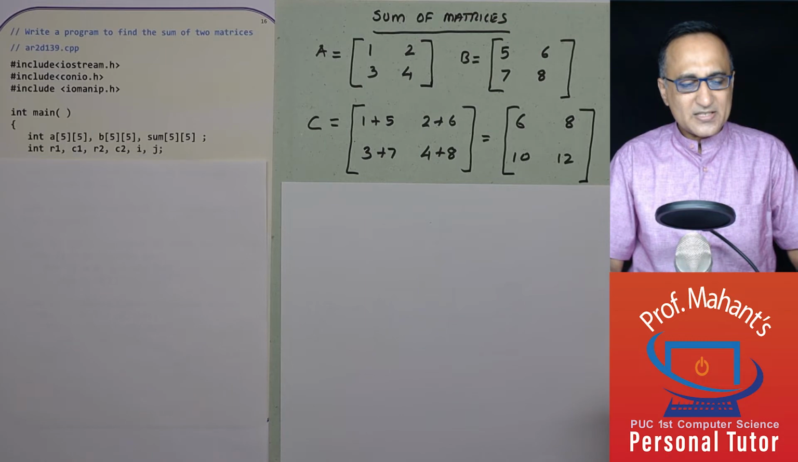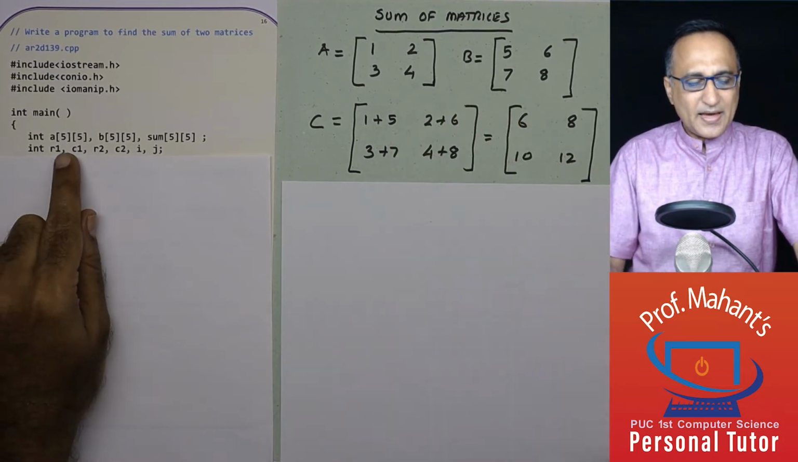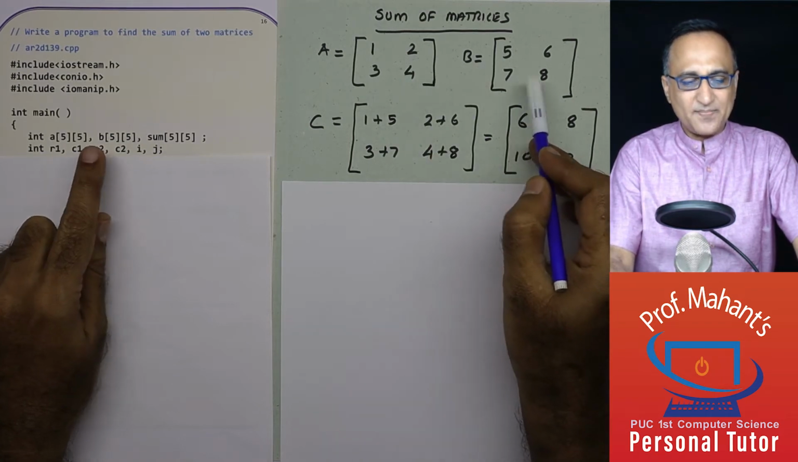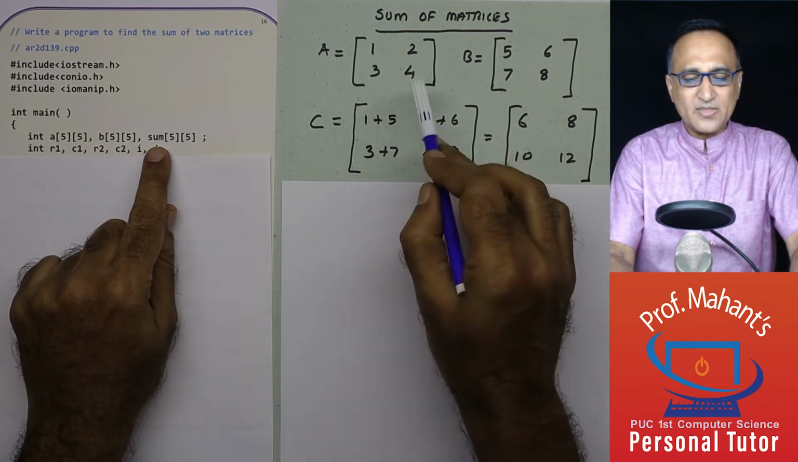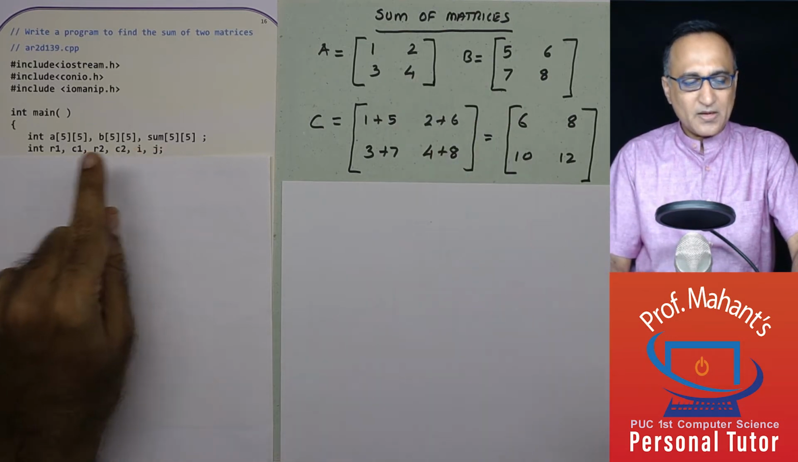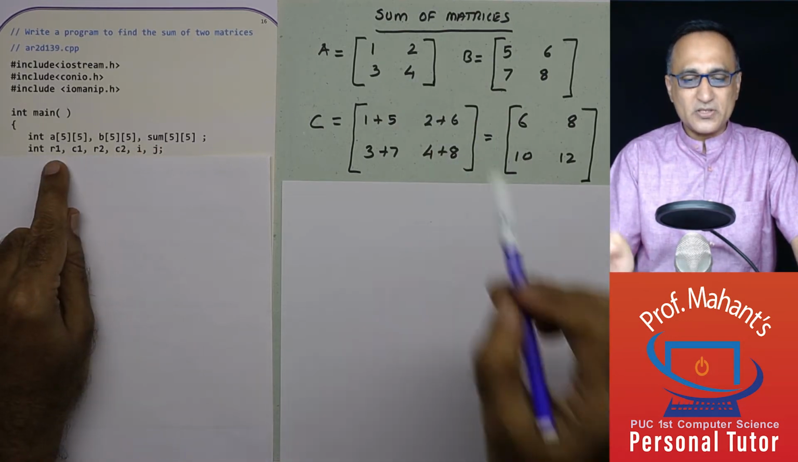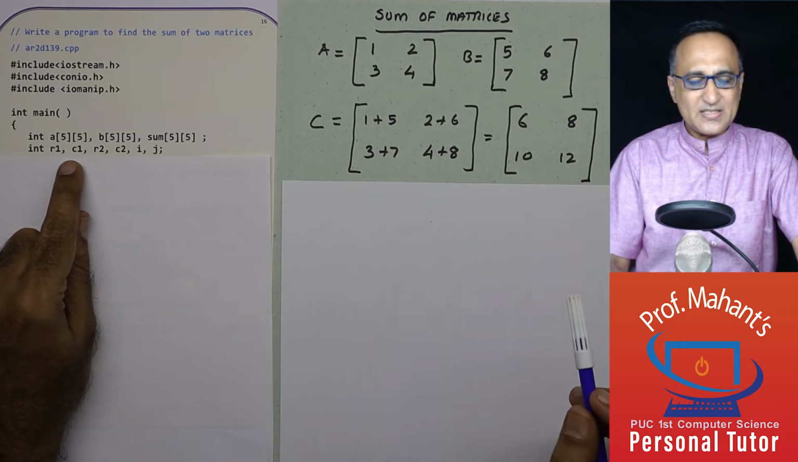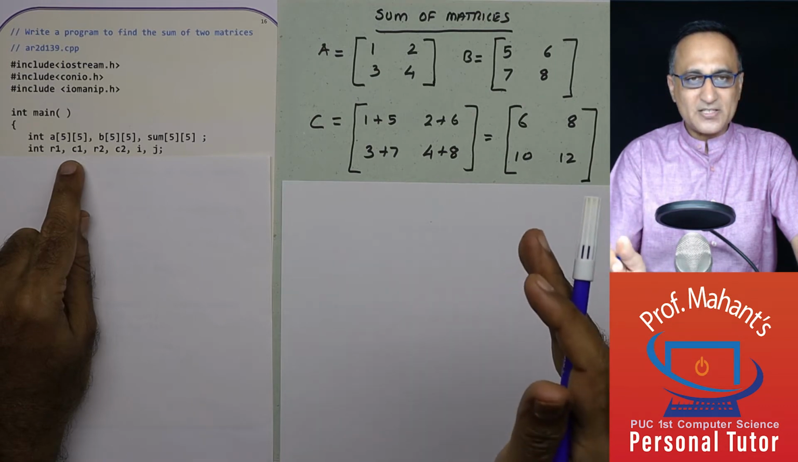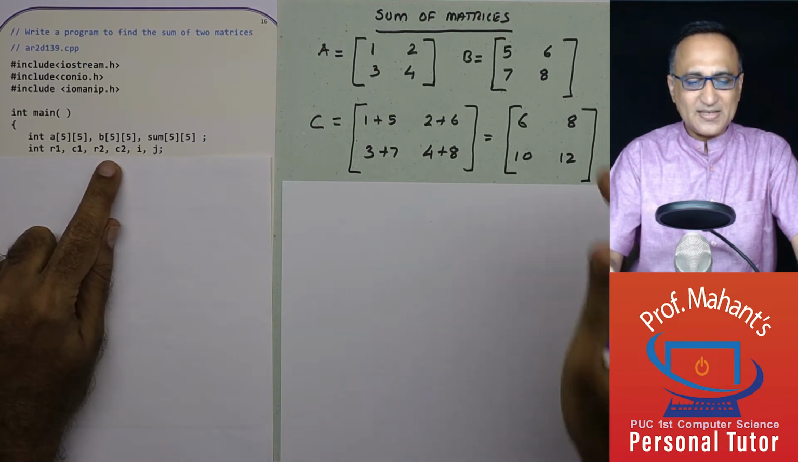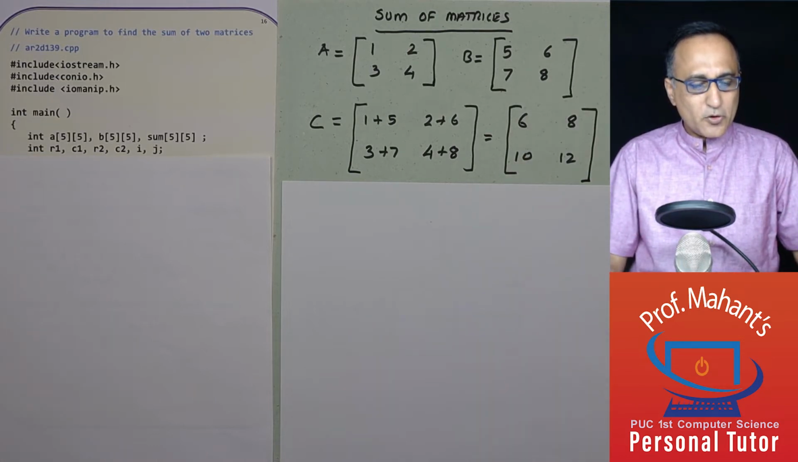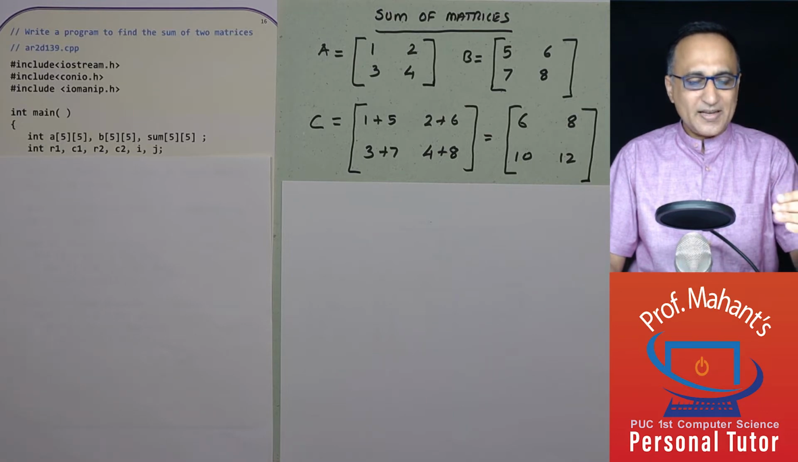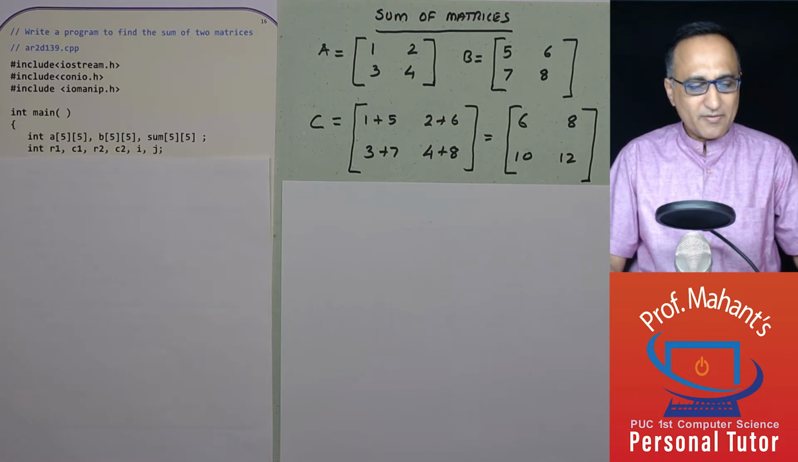In order to find the sum, I have taken one array A which will store the first set of elements, array B to store the second set, and sum in place of C, which is going to store A plus B. R1 stands for the number of rows in the first array, R2 for the number of rows in the second array, C1 for the number of columns in the first, and C2 for the number of columns in the second. I and J are subscripts or indices used for traveling in the array.